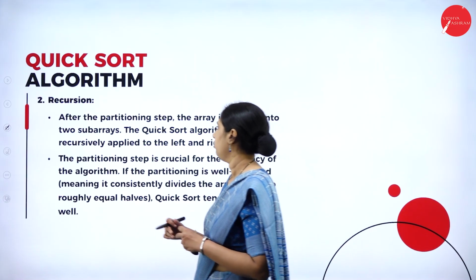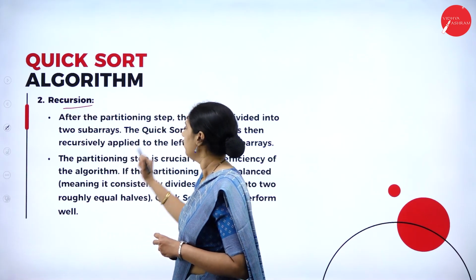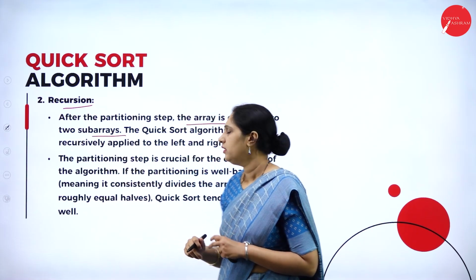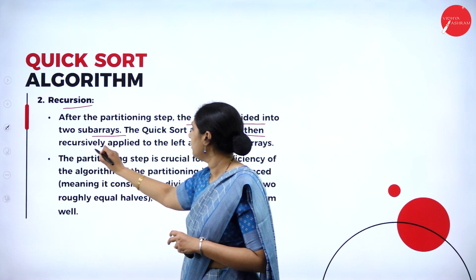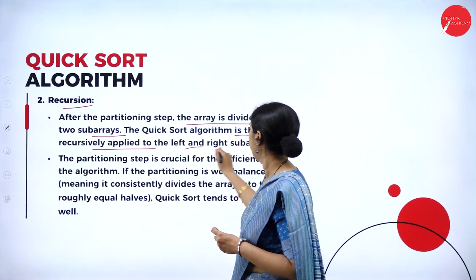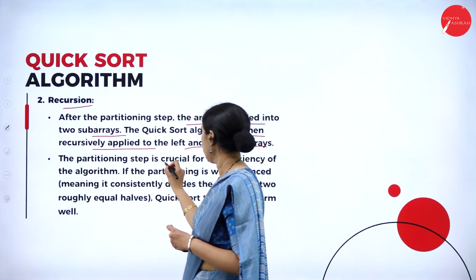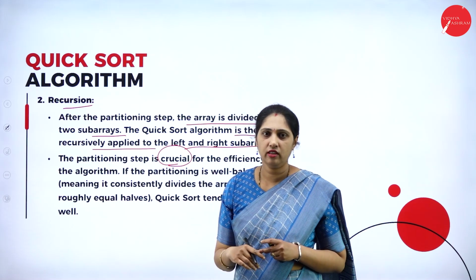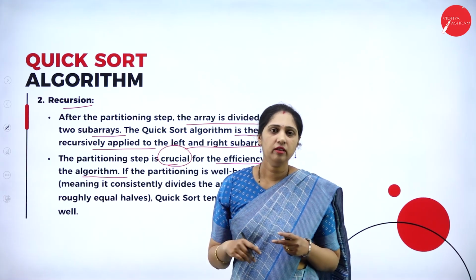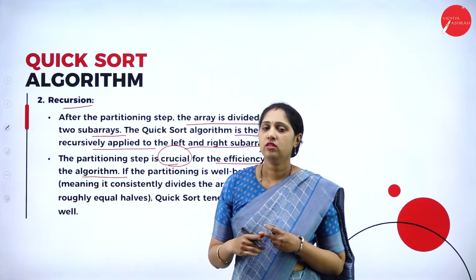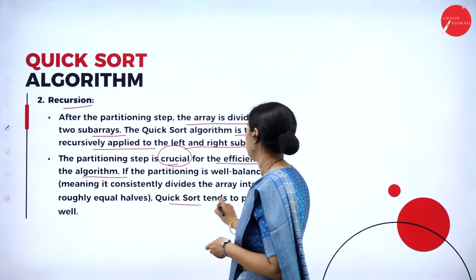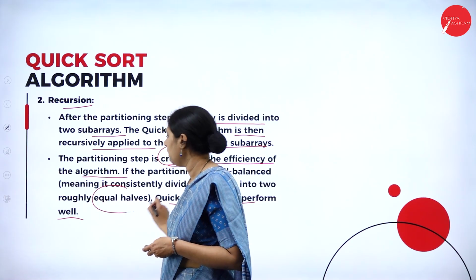Then it is recursion. What is recursion? First we partition the array, that is, the array is divided into 2 subarrays, right? The quicksort algorithm is then recursively applied. Why is it applied? Now we have to do sorting, right? For the left and right parts. So the partitioning step is crucial for the efficiency of the algorithm. If there are more elements, it takes time. So the pivot also decides the performance of the algorithm. Quicksort tends to perform well if it is equally divided.